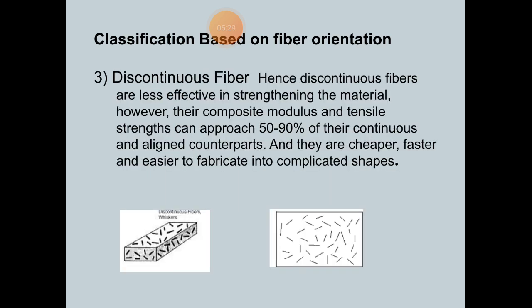Next one is discontinuous fibers. Discontinuous fibers are less effective in strengthening the materials. However, their composite modulus and tensile strength can approach 50% to 90% of their continuous and aligned counterparts, and they are cheaper, faster, and easier to fabricate into complicated shapes. Here, two diagrams are described. One is discontinuous fibers, viscose, shown on the left side, and the second one is the structure of the discontinuous fiber. These fibers are discontinuous, in random direction. It is not a fixed direction.